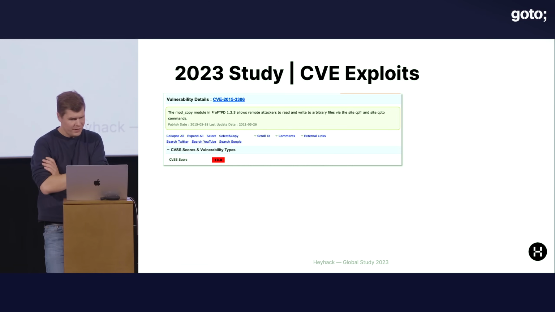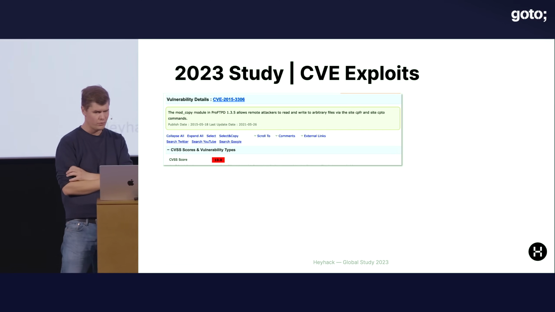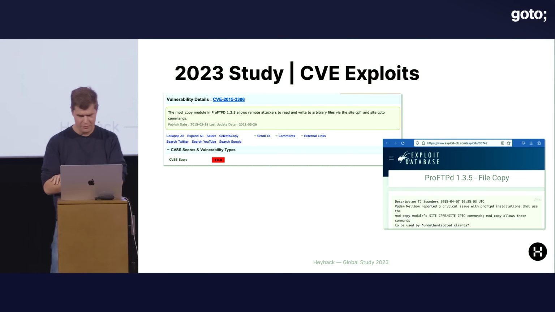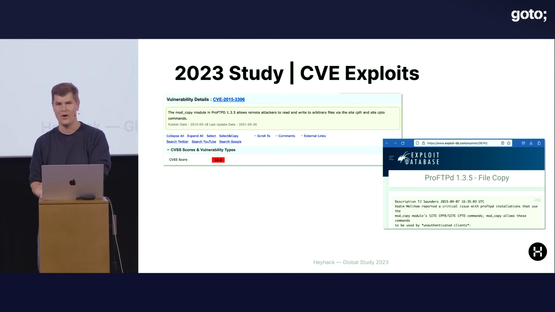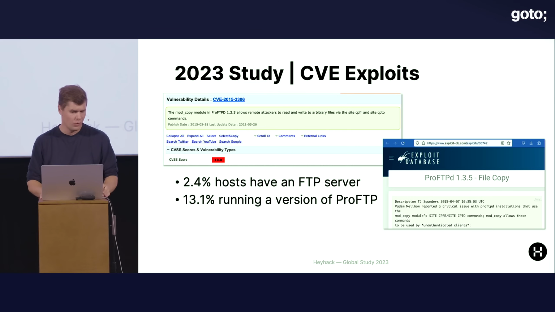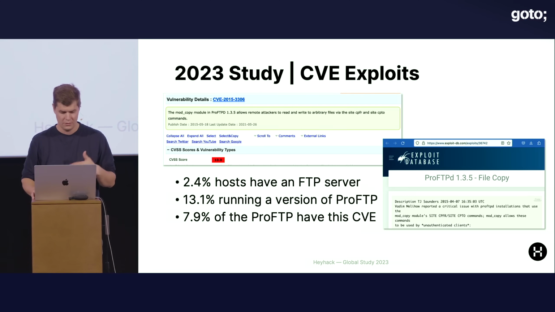Moving on to another issue, FTP servers are always fun, and particularly ProFTP 1.3.5 if you've got the file copy module installed. And this is pretty severe because if you got that installed, you basically allow anybody to come in there on your FTP server and upload and download any files they might like, even without authenticating. We found that 2.4% out of the 3 million hosts have an FTP server running. 13.1% are running ProFTP, and 7.9% of all ProFTP instances have this particular vulnerability.